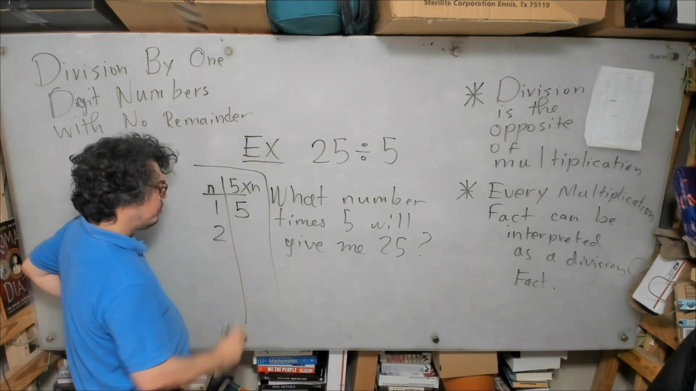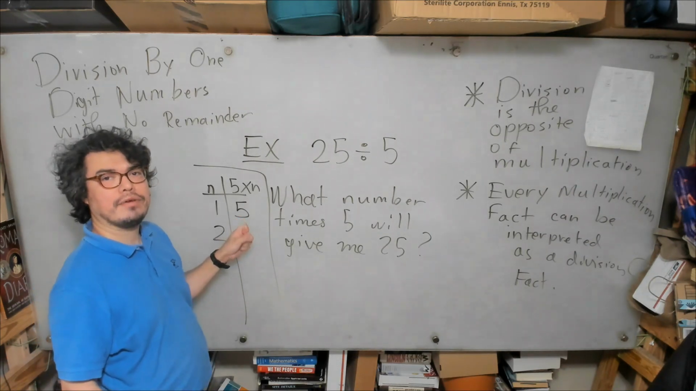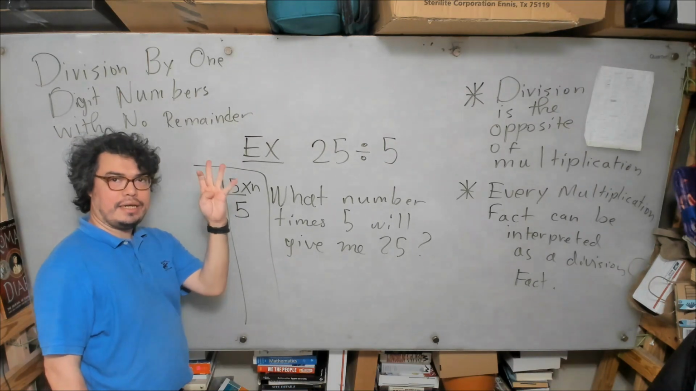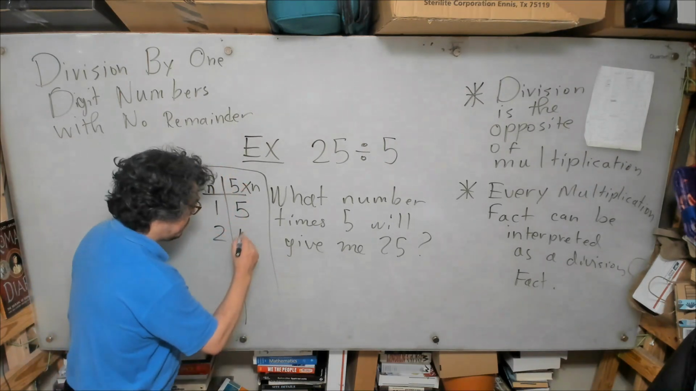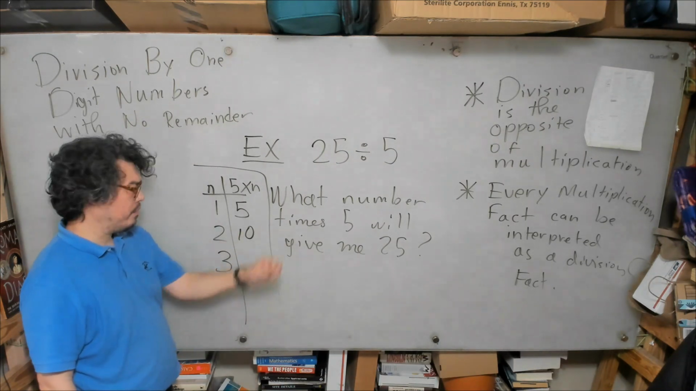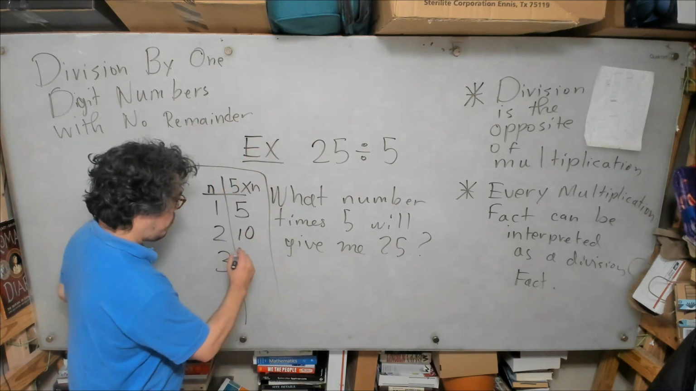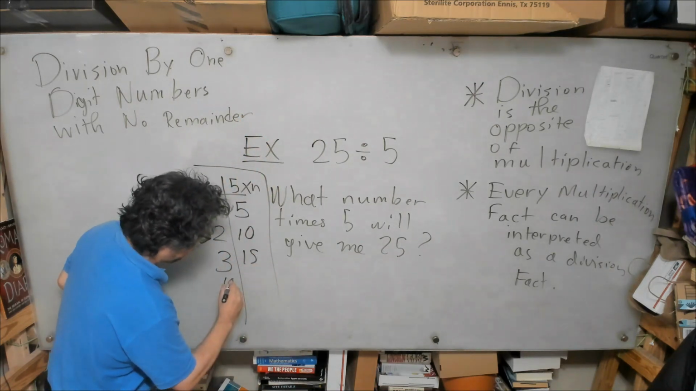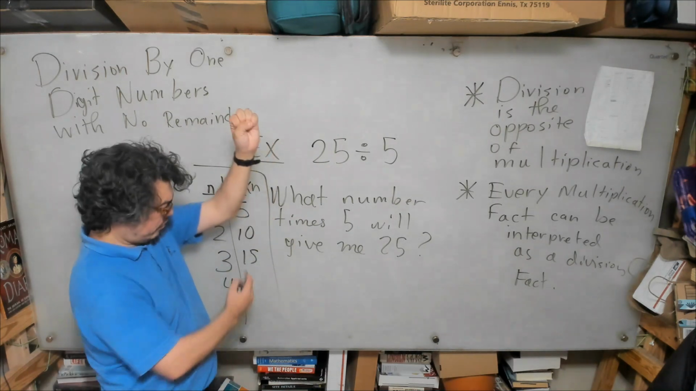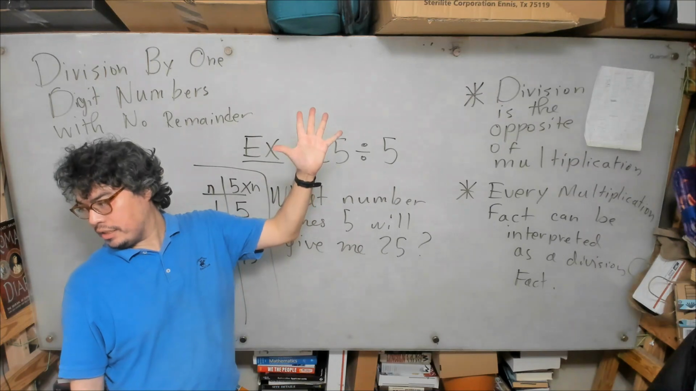What about times 2? Well, what we can do is count up 5 more. So 5, 6, 7, 8, 9, 10. Times 3, I would add 5 again here. 10, 11, 12, 13, 14, 15. Times 4, I add 5 again to this column. 15, 16, 17, 18, 19, and 20.